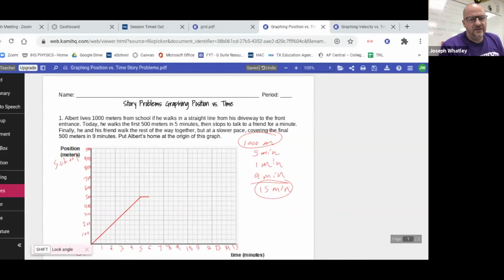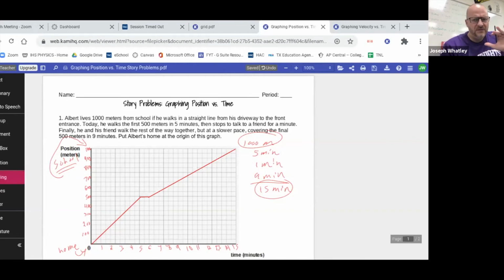Then they walk together at the same velocity because they're walking next to each other. So I don't have to draw 2 different lines for the 2 different people if they're together. And they went another 500 meters in 9 minutes, which would take us to the 15-minute mark and a total of 1,000 meters. Because we can say that school is way up here. That was not good. Let's see. School is right here at the 1,000-meter mark, where home is at the origin. So he is now 1,000 meters from home at school, and it took him 15 minutes to get there.